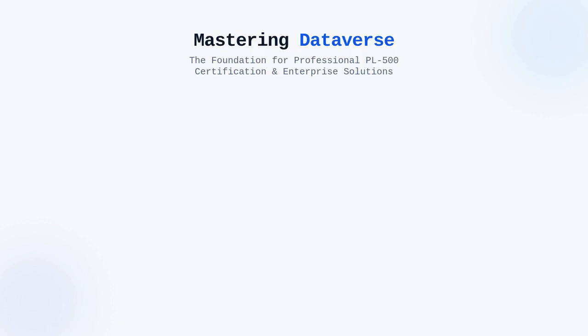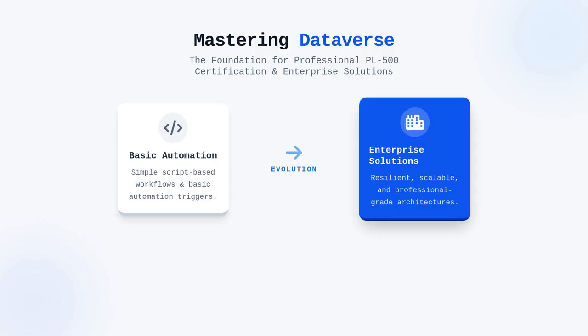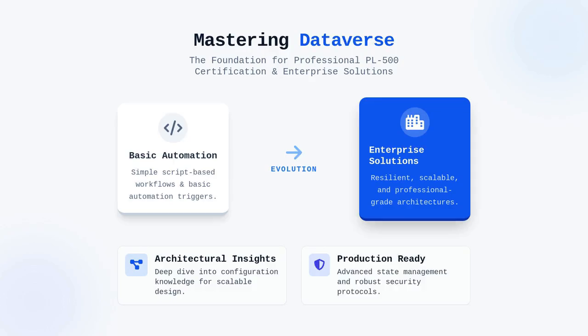This course provides the architectural insights and practical configuration knowledge required to transition from basic script-based automation to resilient, scalable enterprise workflows. By the end of this journey, you will know exactly how to manage automation states and security, ensuring your bots are production-ready.